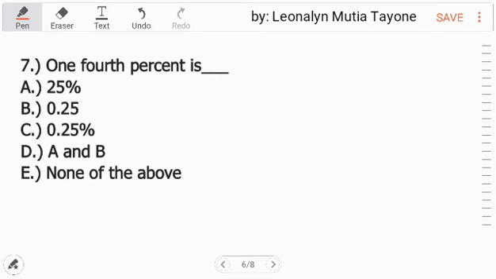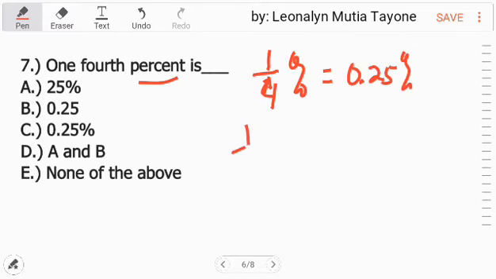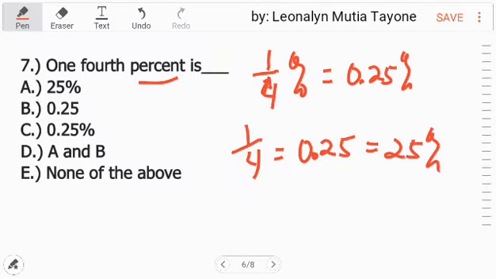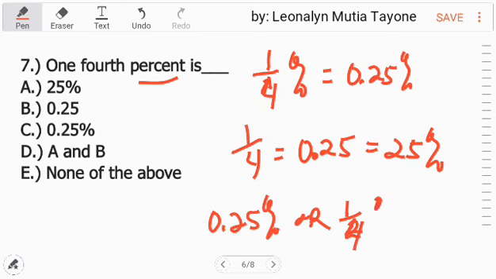Question number 7, the same thing. 1/4% is what? When we say 1/4%, that is the same as 0.25%. If it is just 1/4, it is 0.25. Then you multiply by 100, so it becomes 25%. But what if it is 0.25% or 1/4%? So let us look at the choices.